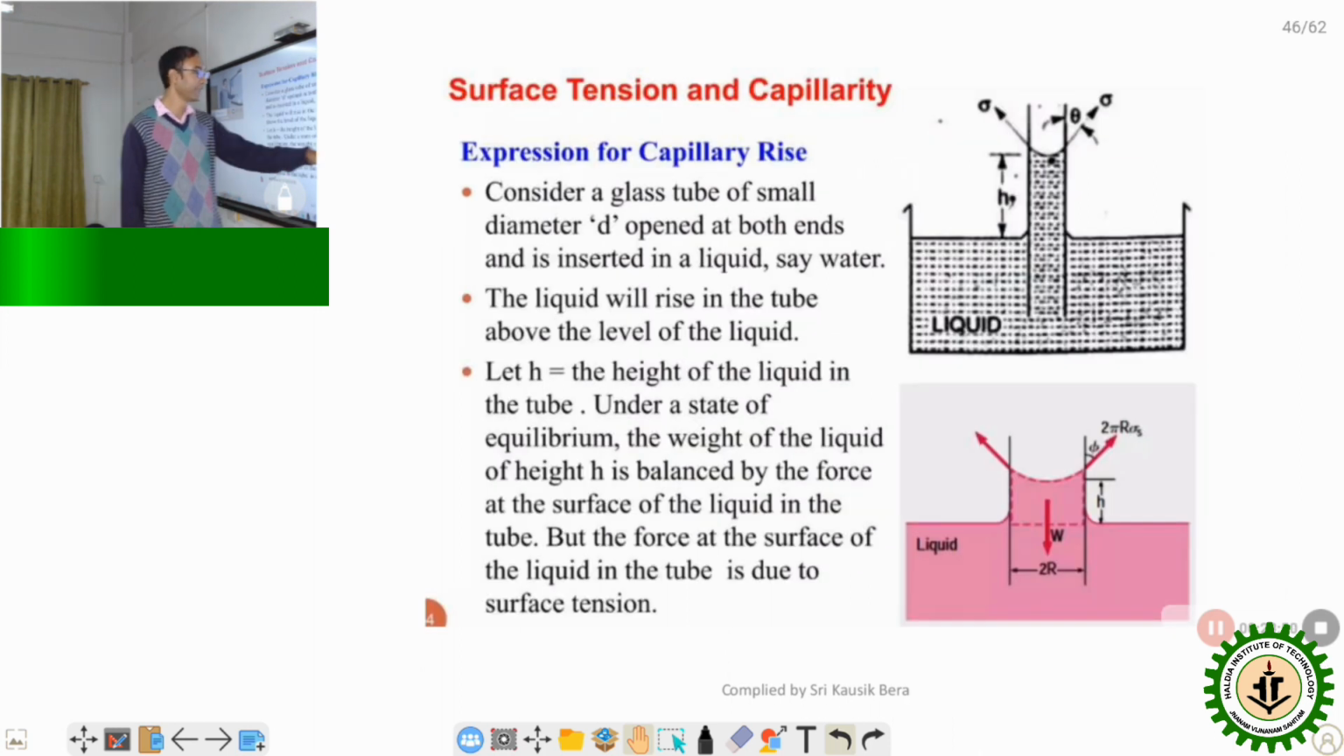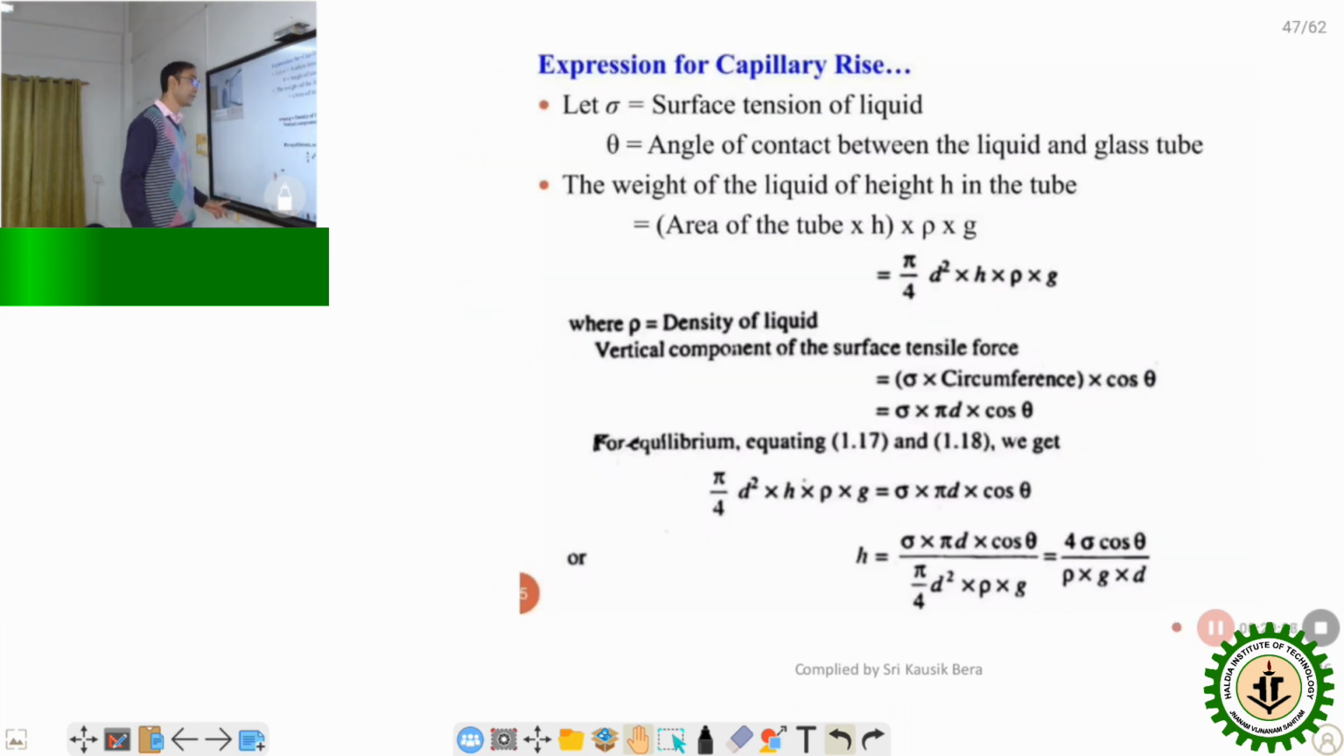Here this vertical component and the total force will be the same. So vertically this force and this weight will be the same, for equilibrium cases, otherwise it will not rest. So for equilibrium, equating these things: pi by 4 d square h into rho g, and it will be sigma pi d into cos theta.